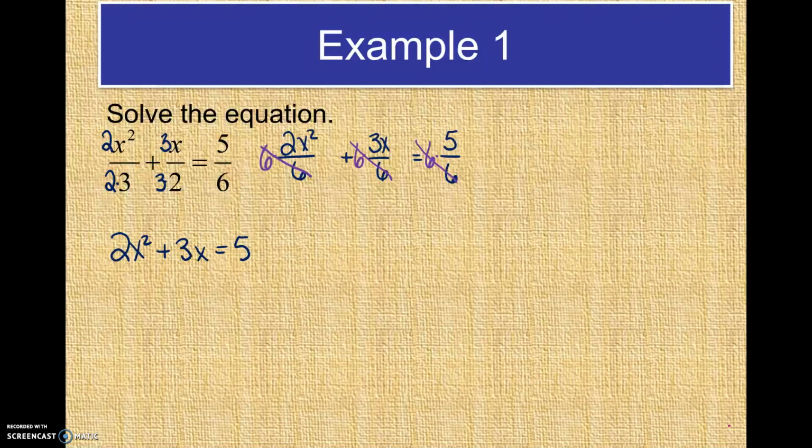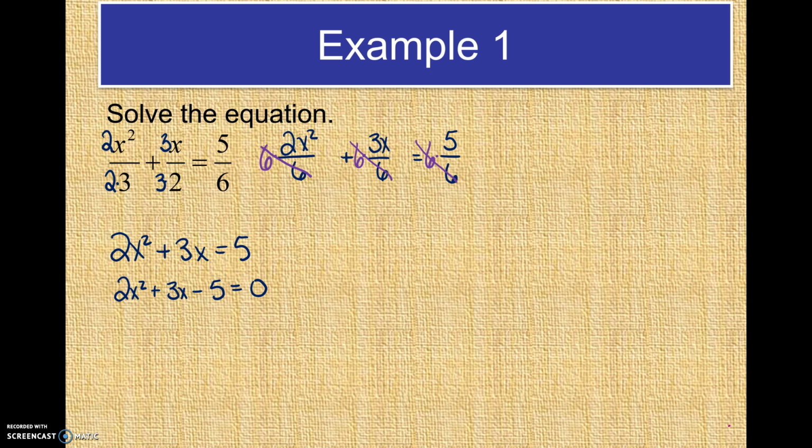Some of what we're going to be doing today is fraction killing, which is going to make you very happy, I'm sure. Now we need to think about how do we solve 2x squared plus 3x equals 5. We need to get 0 on one side. So 2x squared plus 3x minus 5 equals 0.